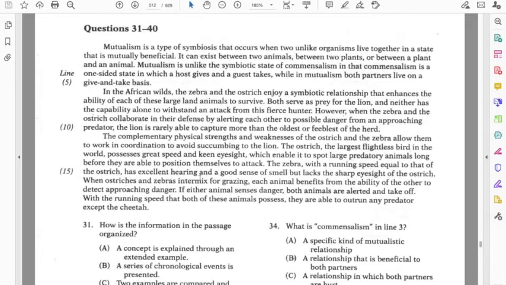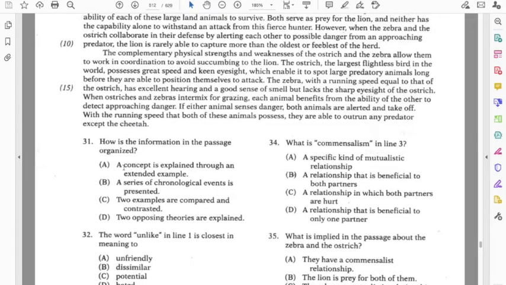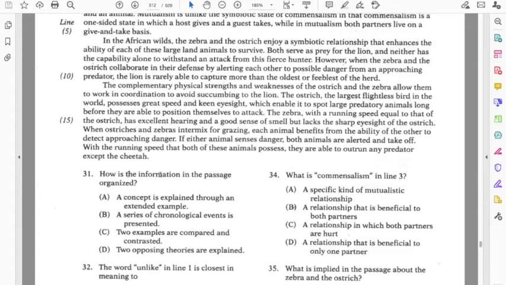When ostriches and zebras intermix for grazing, they're eating the grass, each animal benefits from the ability of the other to detect, to figure out if there is some lion around. If either animal senses danger, both animals are alerted and take off. The running speed that both of these animals possess, they are able to outrun any predator except a cheetah. Okay. How is the information organized? A concept is explained through an extended example. Maybe. A series of chronological events is presented? Not exactly, no.